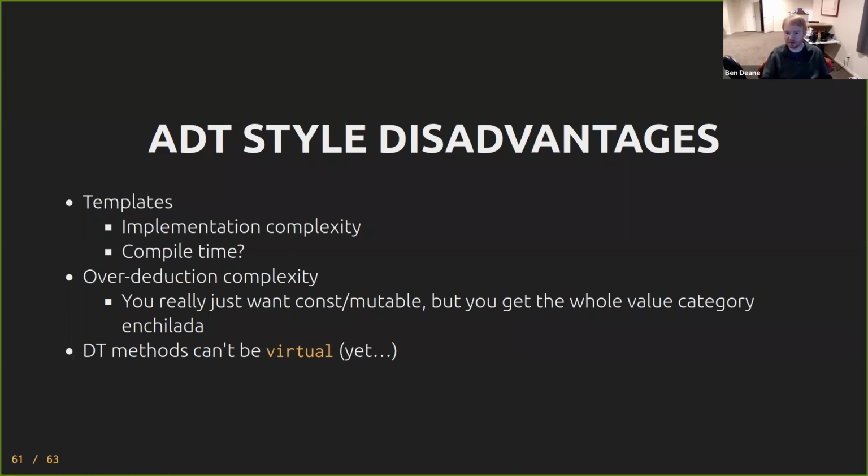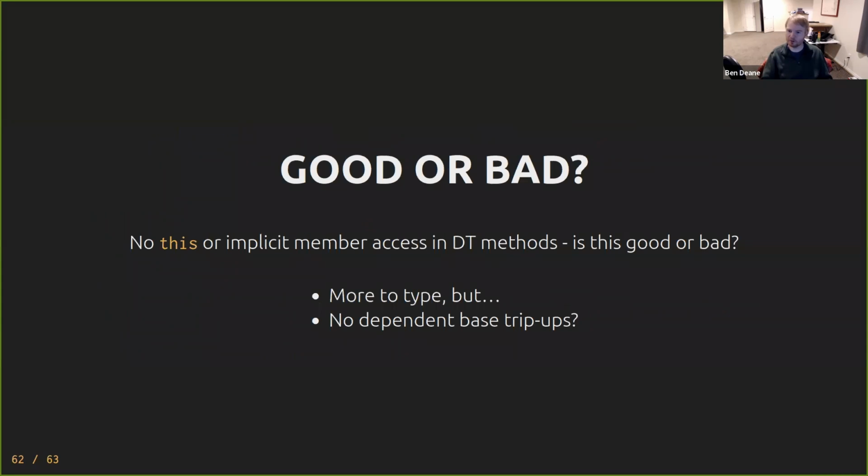So those are the drawbacks. And there's one thing that I wonder whether it's good or bad. As I said, back a few slides ago, we chose to make implicit member access and access through this not a thing in deducing this methods, because you have the self, you access through the self. Is that good or bad? You know, it's a bit more to type in some cases.